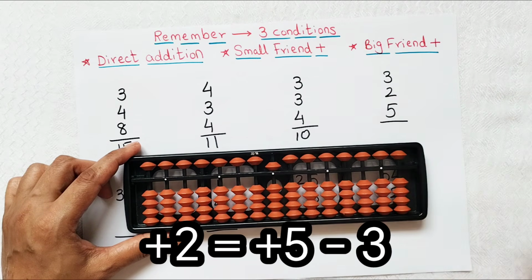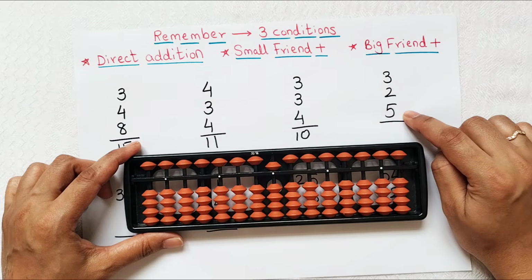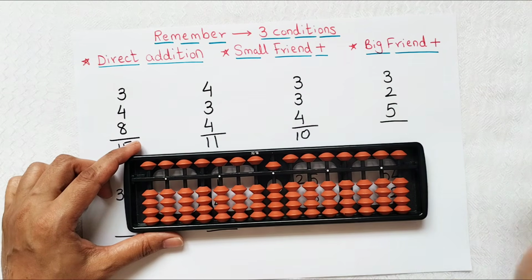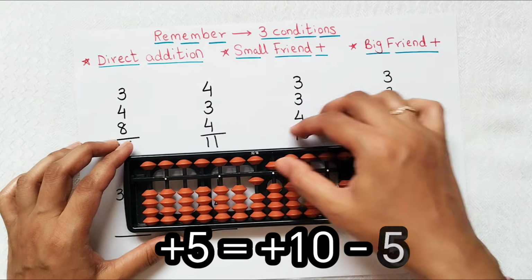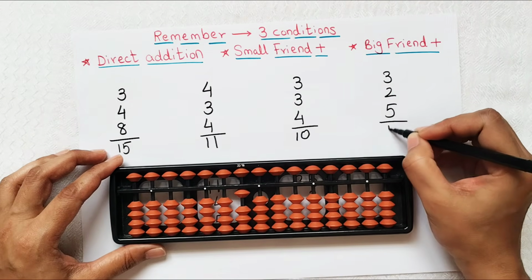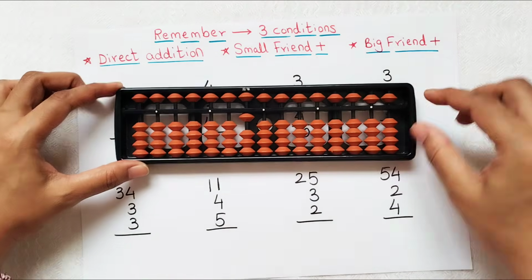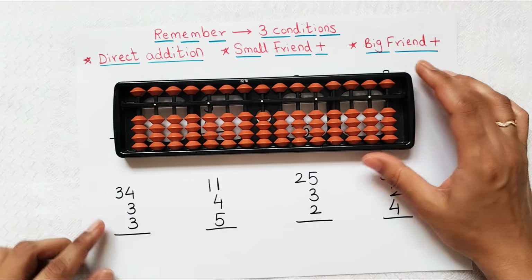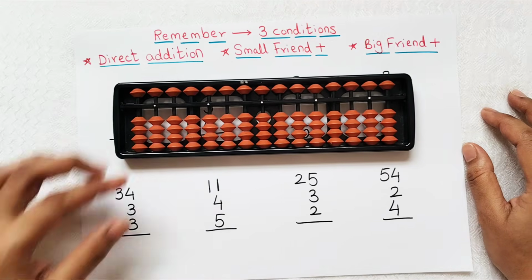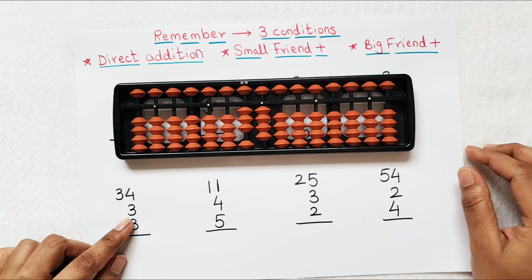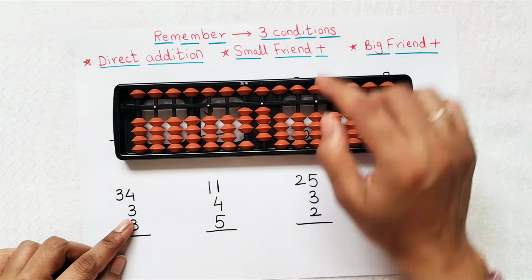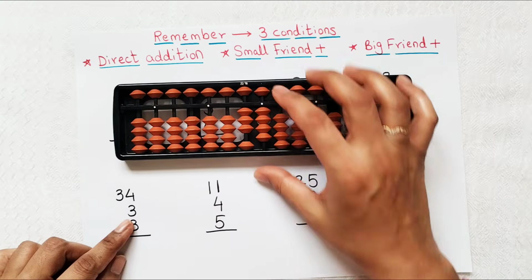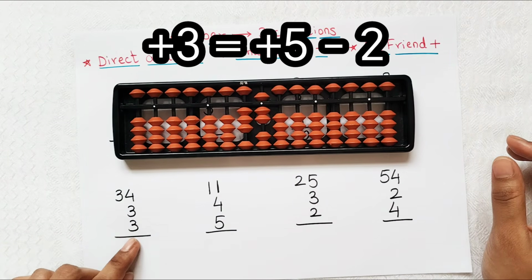Next one, 34 plus 3 plus 3. 34 plus 3. How will I do plus 3? Direct addition I cannot do. Can I use small friend? Yes, I can. That is add 5 less 2. Add 3. Again add 3. I can't do it. Direct addition I cannot do. Small friend also I cannot do. So I have to use the big friend now. That is add 10. And who's the friend of 3? 7. So less 7. My answer is 40.